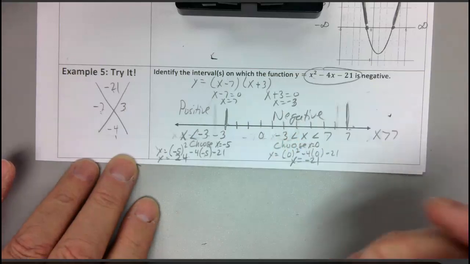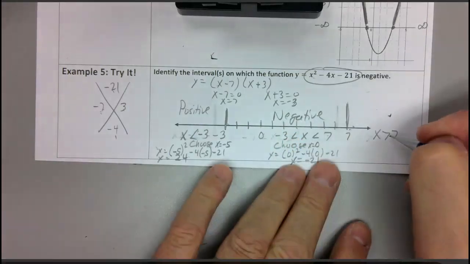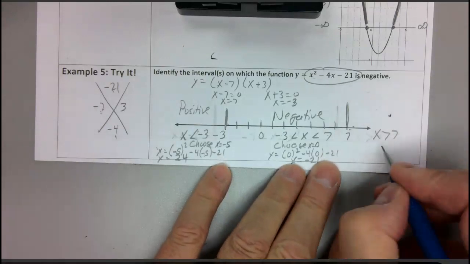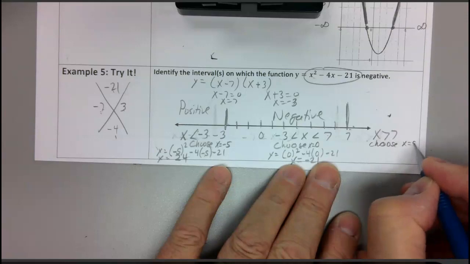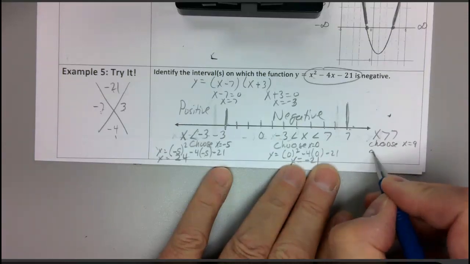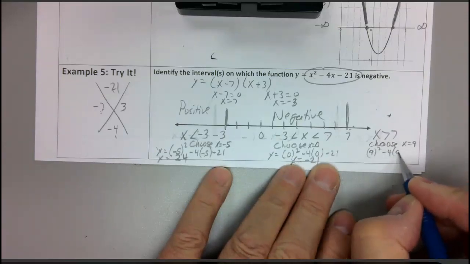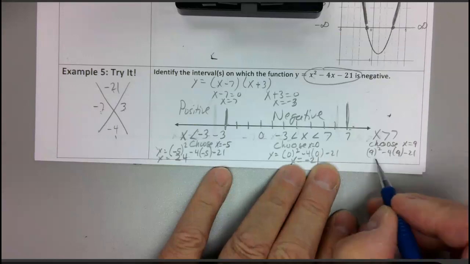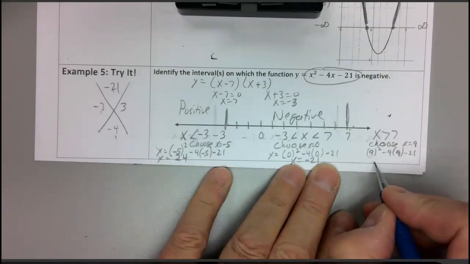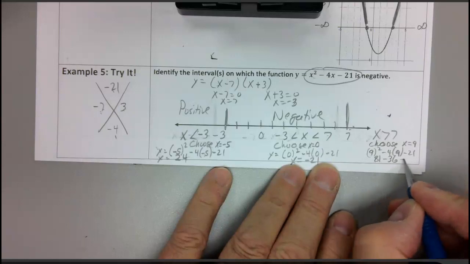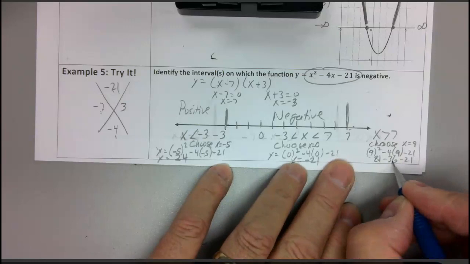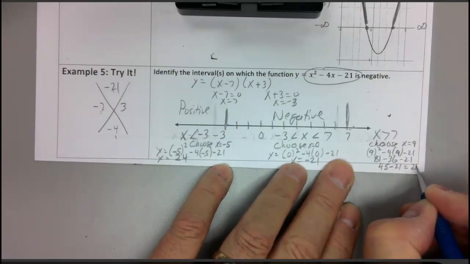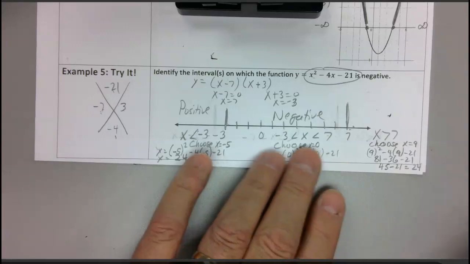Okay? And x is greater than 7, I'm going to choose 9. Choose x equals 9. So that's 9 squared minus 4 times 9 minus 21, correct? So that's 81 minus 36 minus 21. I got 81 minus 36 is 45 minus 21, which is positive 24. So this one here is positive.